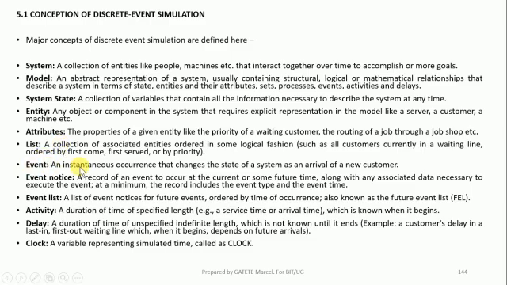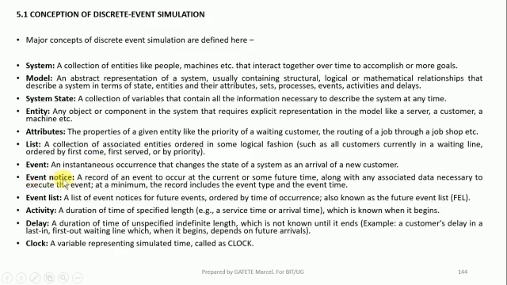An event is an occurrence that changes the state of the system, such as the arrival of a new customer. An event means an occurrence which will change the state. If a new customer comes, the system will change, the queue will increase, and the system state also changes.